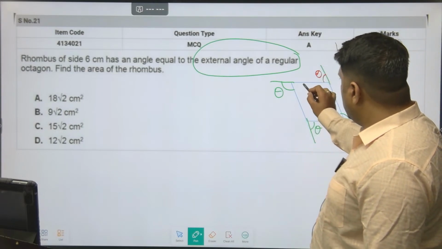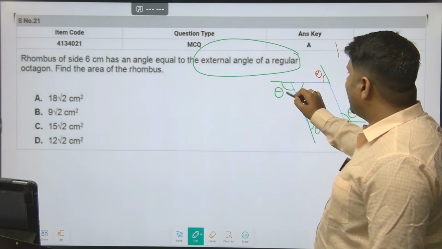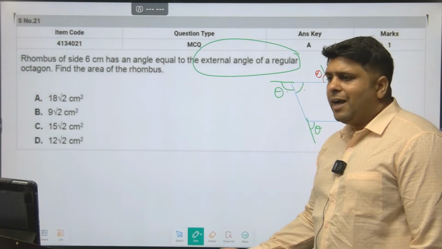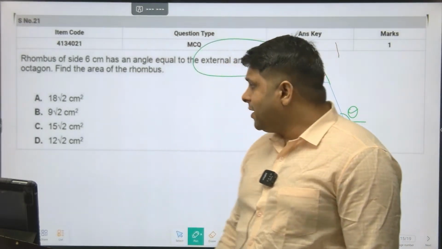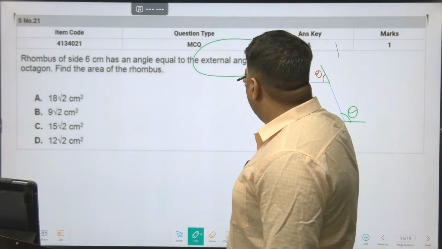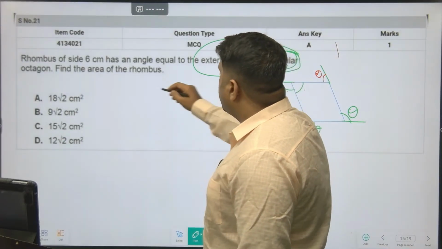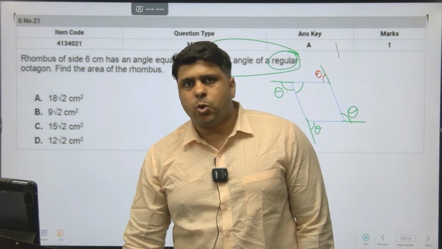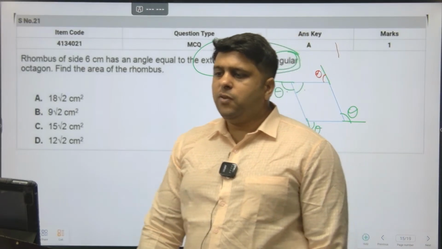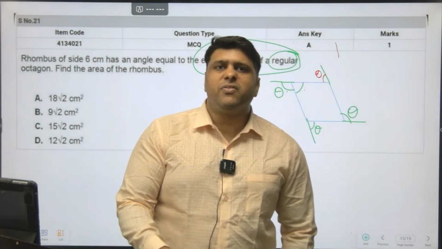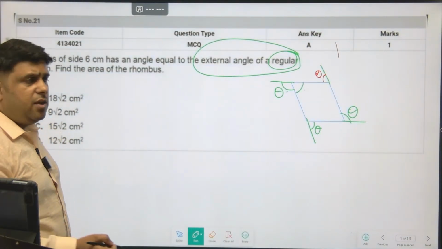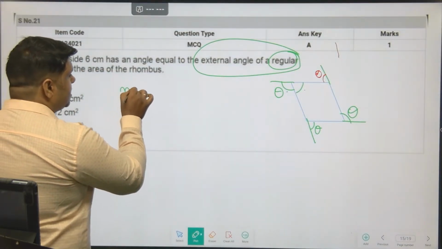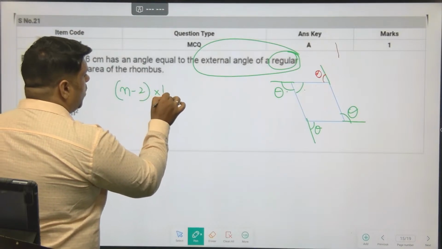So here, if I know this internal angle, can I find the external angle? I have to subtract it from 180 degrees. Simple answer. So for that, they have given us a regular octagon. So all the angles of the octagon are going to be equal. So first of all, we should know what is the sum of the angles of an octagon. So what is the formula which we use for calculating the sum of angles? That is n minus 2 into 180.